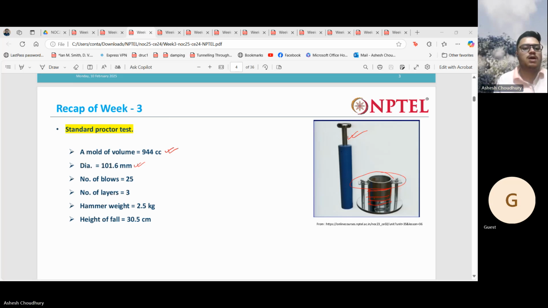Okay. So in the standard Proctor test, we have a 944 cc mold. You have 25 blows for each layer of soil that we put in this mold, and you have to put a total of 3 layers. And the hammer weight is 2.5 kg, and the height of fall of this hammer is 30.5 centimeter.